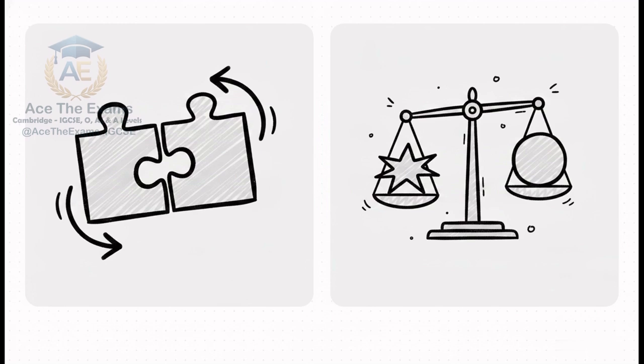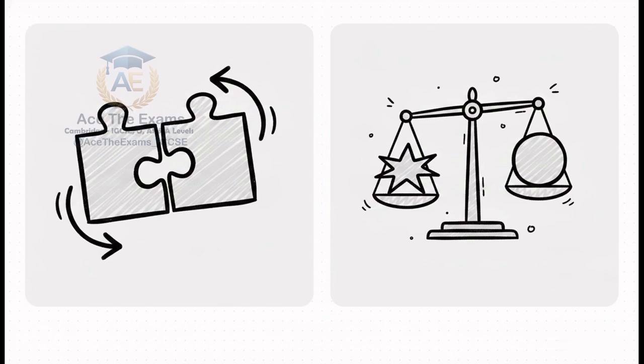You state a similarity, support it with evidence from the scenario, and then you pivot. You state a difference, support it with evidence, and finally, you draw an evidence-based conclusion about their relative importance. It is a balancing act, but it proves to the examiner that you can think critically under pressure.